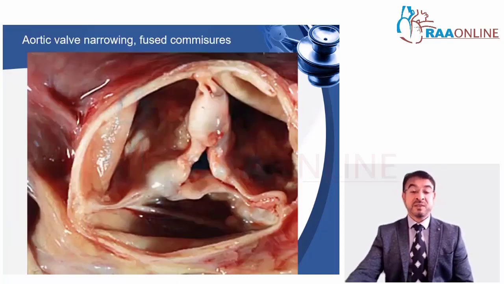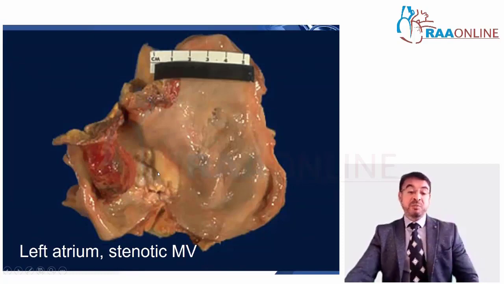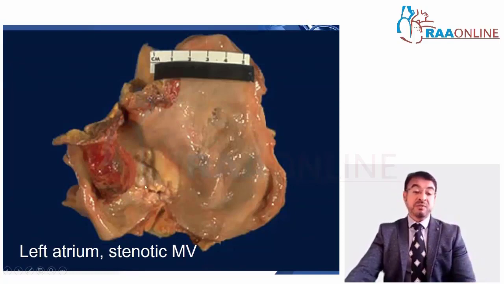So this is a gross picture, post-mortem specimen of an aortic valve where the cusps are fused. When the cusps are fused, remember, this is rheumatic heart disease. Other forms of stenosis, the cusps don't fuse. This is a left atrium which has been opened up and the camera has taken the picture from above. You can see a stenotic mitral valve.